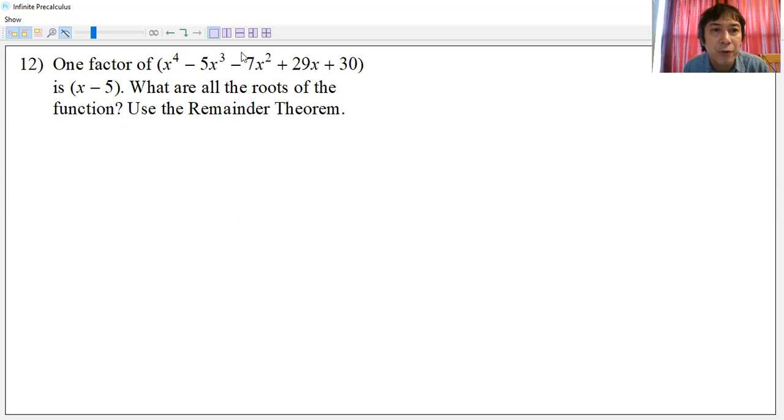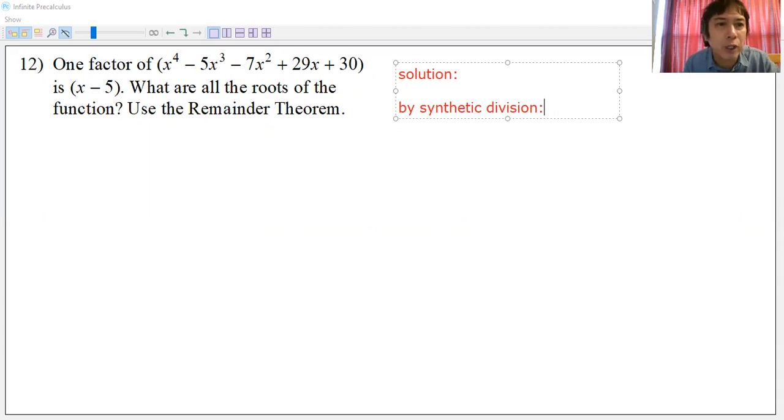The dividend is degree 4, okay? And the polynomial is arranged 4, 3, 2, 1, 0. We can use synthetic division right away. So this will be the solution. All right, let's check on the solution. So by synthetic division, all right, we can get the coefficients.